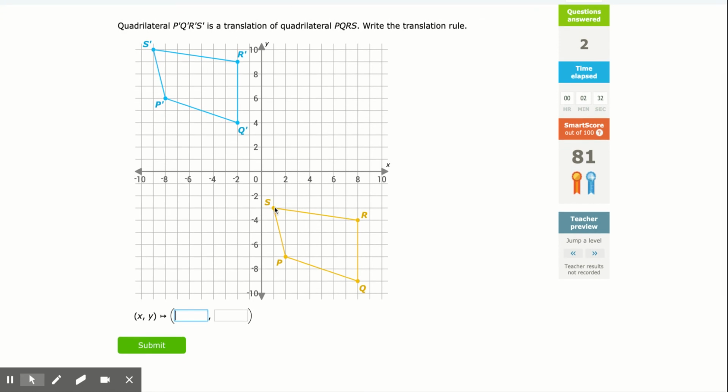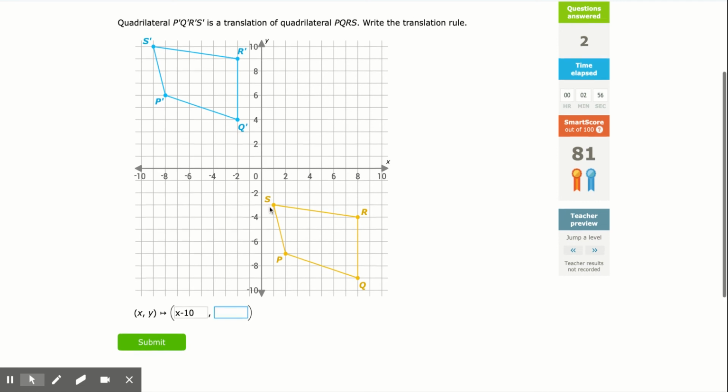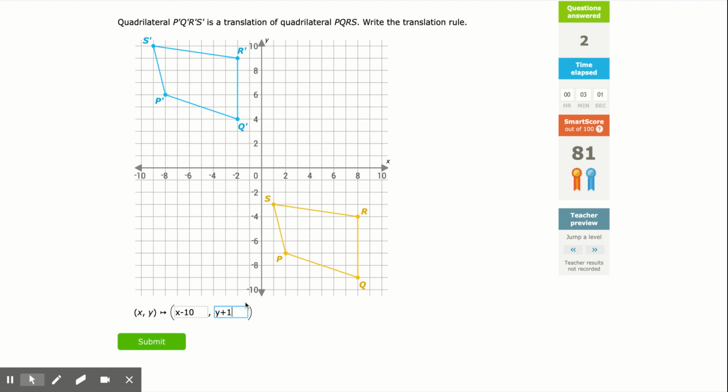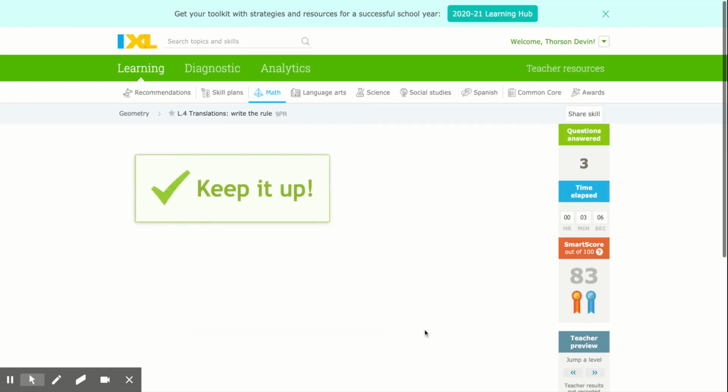So I'm going to go from S all the way to S prime. So I'm going from an X value of 1 all the way over to an X value of -9. So that's -10. Ooh, and they're actually having you type it all in. X minus 10. So be sure to put the X in the minus. Then the Y value, going from a Y value of -3 all the way up to a Y value of +10, -3 to +10 is an increase of 13. So it's Y plus 13. Make sure you put the Y plus. Don't forget that. Otherwise, it will mark you wrong.